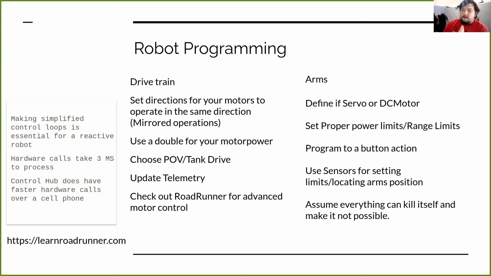So hopefully this will make more sense when we hop into the IDE as well, but that's where we'll stick with drivetrain for today. So let's talk about arms for a little bit. When you're programming an arm, you're going to want to determine if it's a servo or a DC motor, right? How are we going to do this?